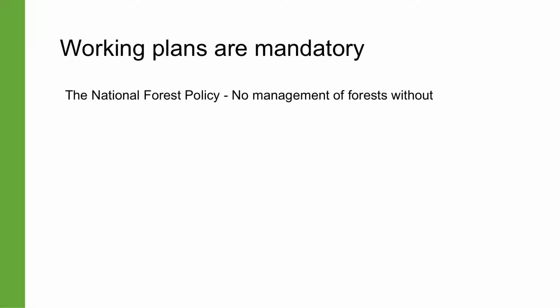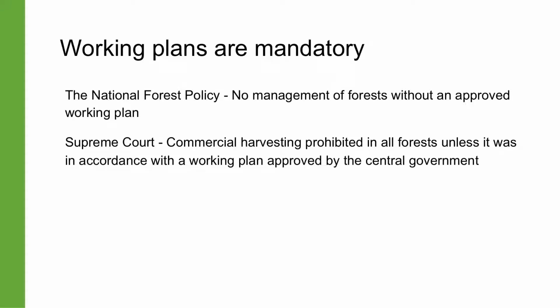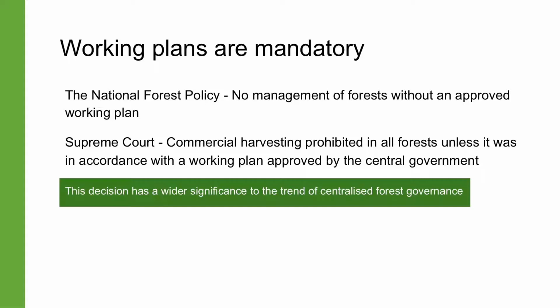In managing a forest, continuity of action over a longer term is important because forests take time to mature. The National Forest Policy warns against managing any forest without a working plan approved by a competent authority. This was reiterated when the Supreme Court prohibited in 1996 commercial harvesting in all forests unless it was in accordance with the working plan approved by the central government. There is a larger context to this Supreme Court decision that we will learn later in this lecture.